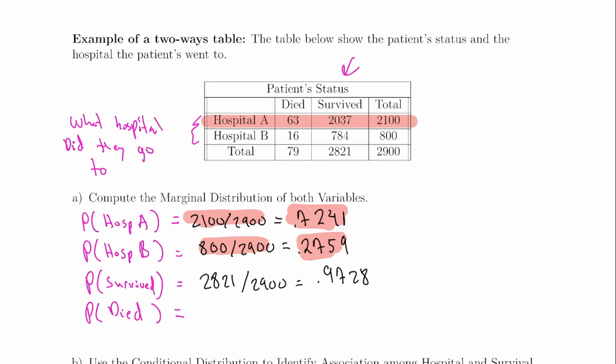All right, what's the probability somebody died? So 79 out of 2,900. And somebody already got that for me, 0.0272. Thank you, Javier. All right, and that's it for A. So these are all marginal distributions, because we didn't put any caveat or condition in it. We just want to find out the percentage of people who went to hospital A, the percentage who went to hospital B, the percentage who survived, and the percentage who died. Everybody go for part A.